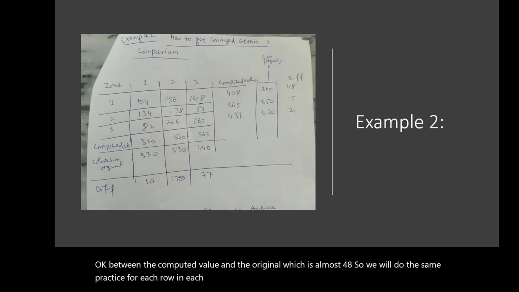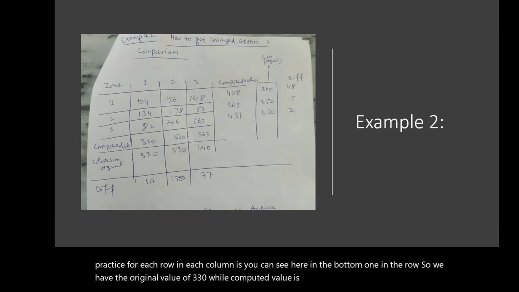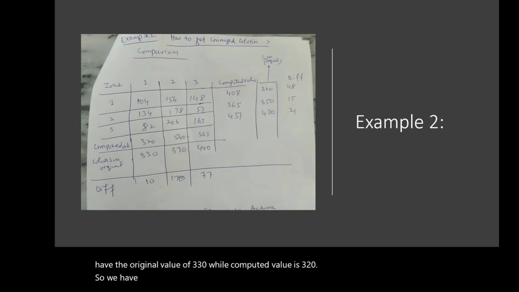As you can see here in the bottom row, we have the original value of 330, while the computed value is 320. So we have a difference of 10. The difference needs to be within a margin of not more than 5%. So again, it's quite high.